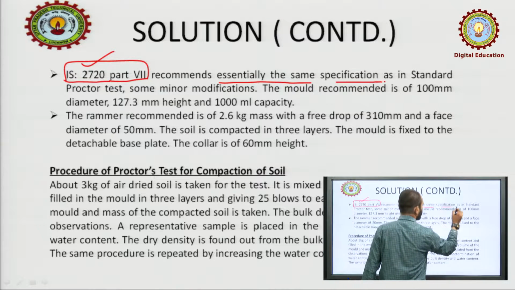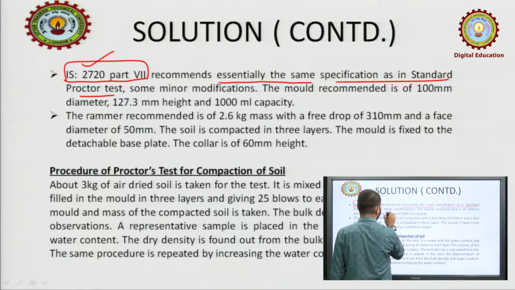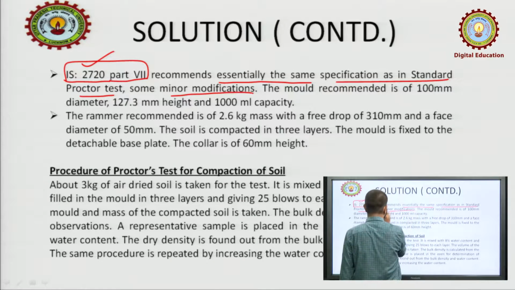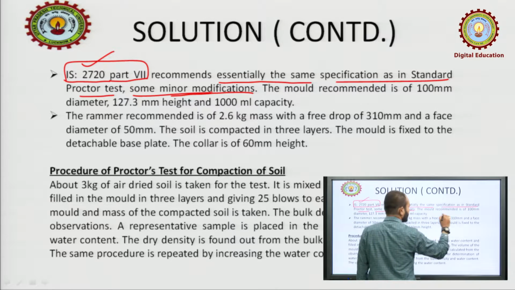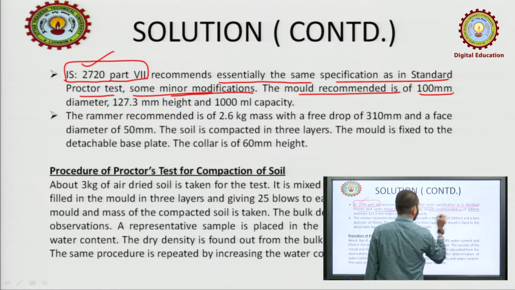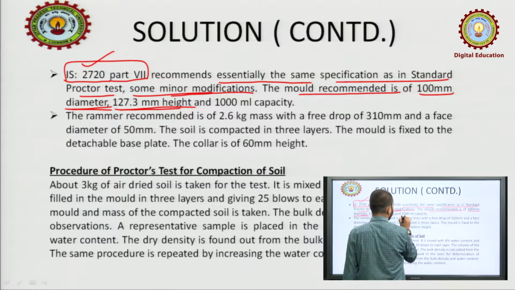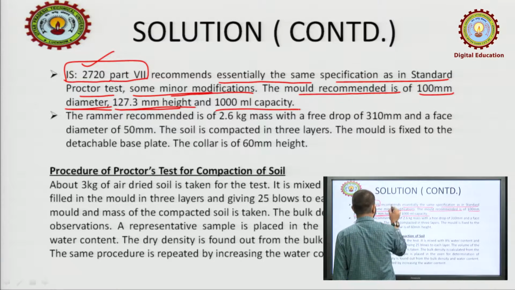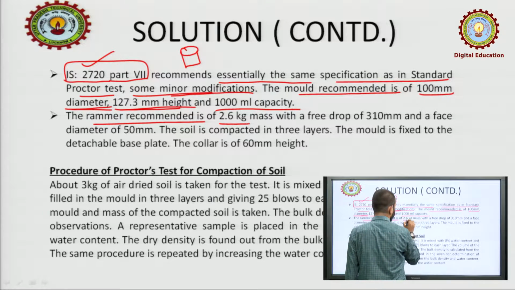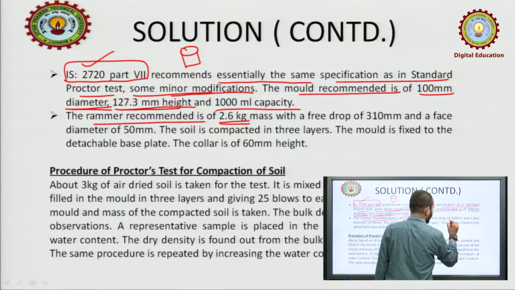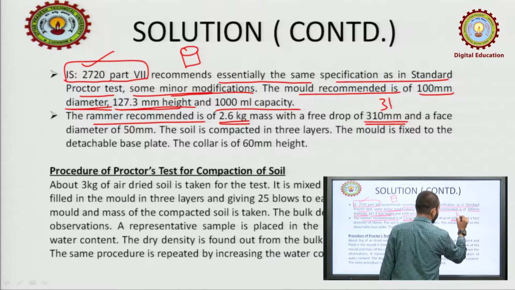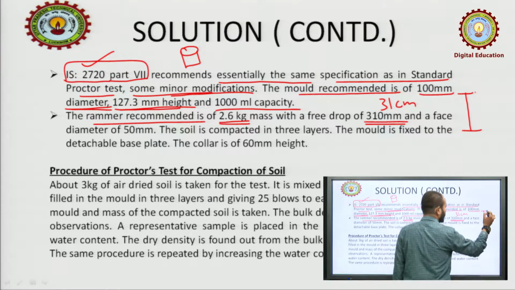It recommends essentially the same specification as in the standard Proctor test, with some minor modifications. The mold recommended is 100 mm diameter, 127.3 mm height and 1000 ml capacity, the mold in which the compaction is to be carried out. The rammer is 2.6 kg, and the drop height is 310 mm, meaning 31 centimeter.